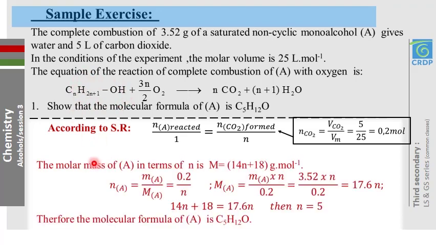So the molar mass of A in terms of n is this. Then back to here, the moles of A equals mass of A over molar mass of A, which is equal to 0.2 mole over n. By cross multiplication, you have found the molar mass in terms of n, and then n can be found later. Therefore, the molecular formula of A is C5H12O.